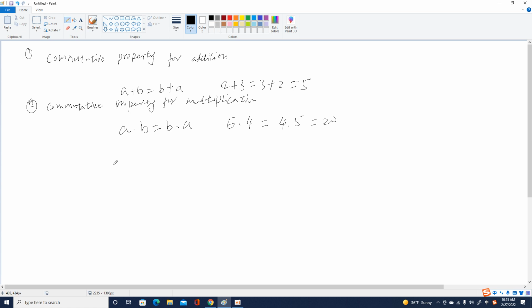The third one is called the associative property for addition.